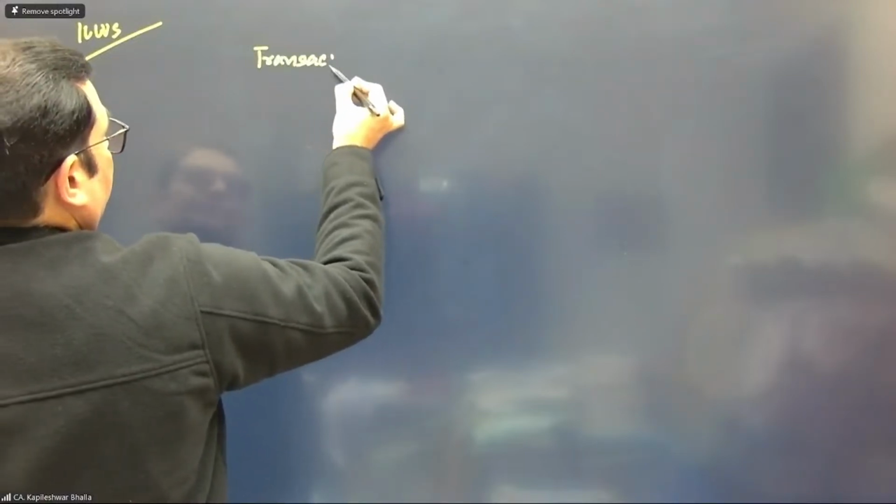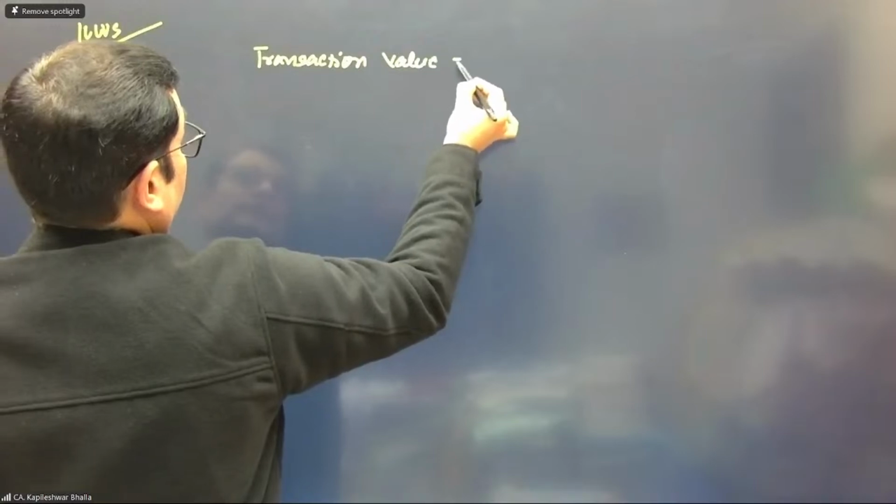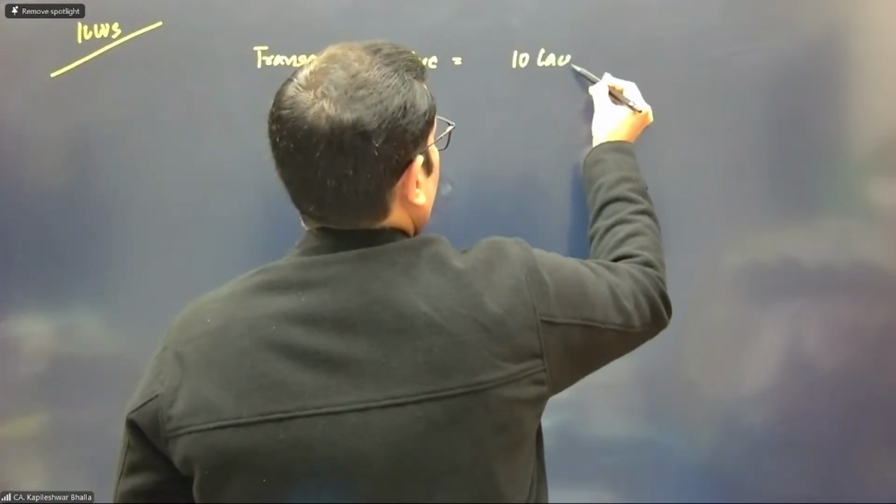There was a question which came in the November 18 exam, and that particular question was on the concept of a day one gain or loss. So first of all, let's make the input regarding the transaction value. As far as the transaction value is concerned, it is the amount of deposit. And the deposit is given to us, it is to the extent of 10 lakhs.